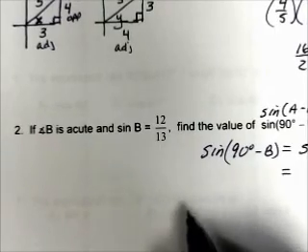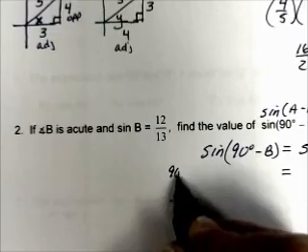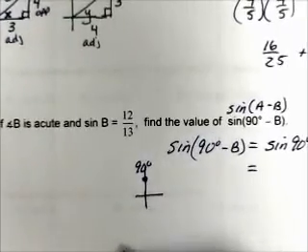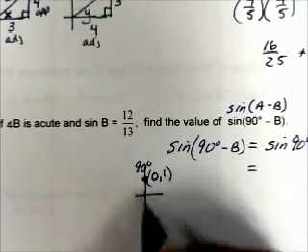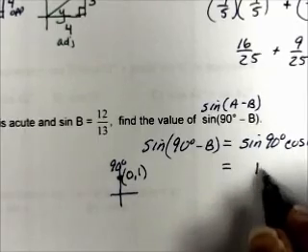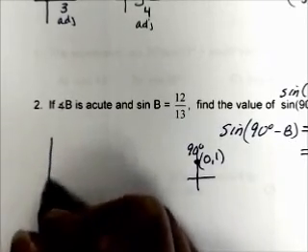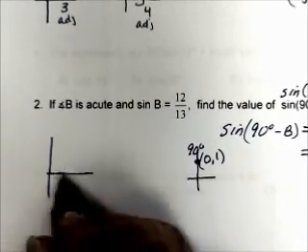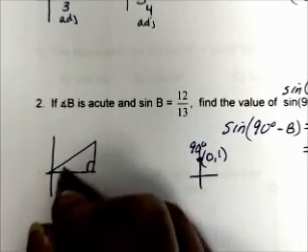Well, sine of 90, 90-degree angle, quadrantal angle, coordinates of the point 0, 1. So the sine of 90 is 1. So we have 1 times the cosine of B. Right? We were given the sine of B. And B is an acute angle, so that means it's in quadrant 1. So we'll draw a right triangle in quadrant 1. Label this B.